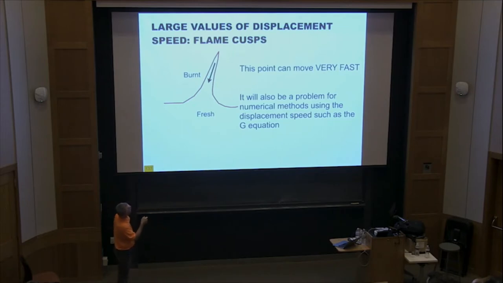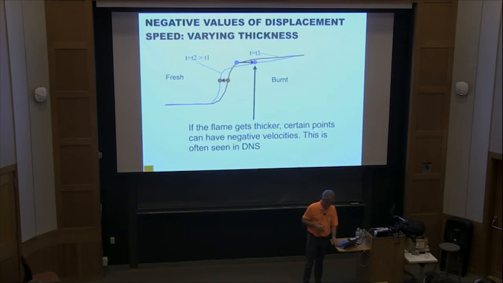So, for example, here you have a cusp that happens quite often when you use the G equation, and you see that this cusp can go extremely fast. At the last moment where these two things will disappear, you know, in 1 microsecond, this point will come here. So it will lead to very large values of the flame speed, of the displacement speed. And in a code, for those of you who are using the G equation, it's really painful to handle these moments. You know, numerically, it's tough.